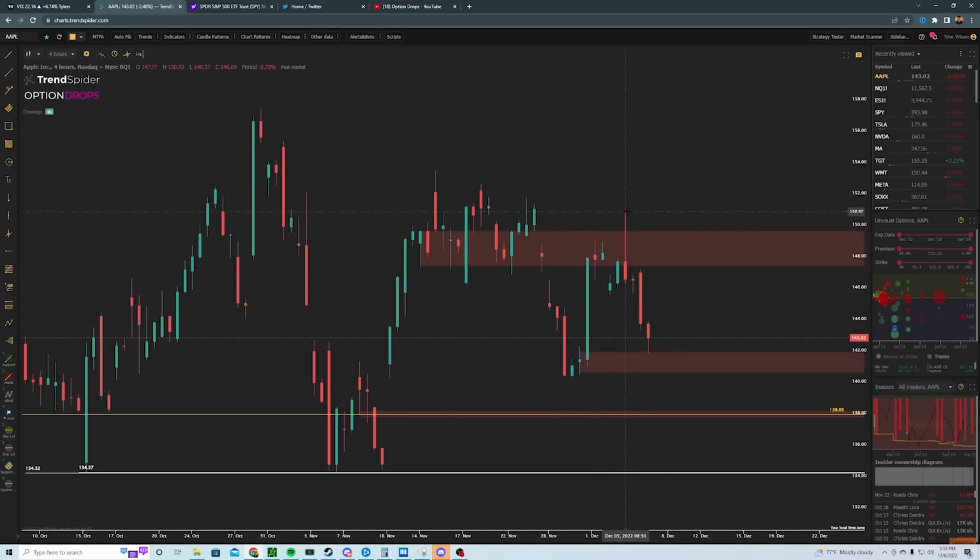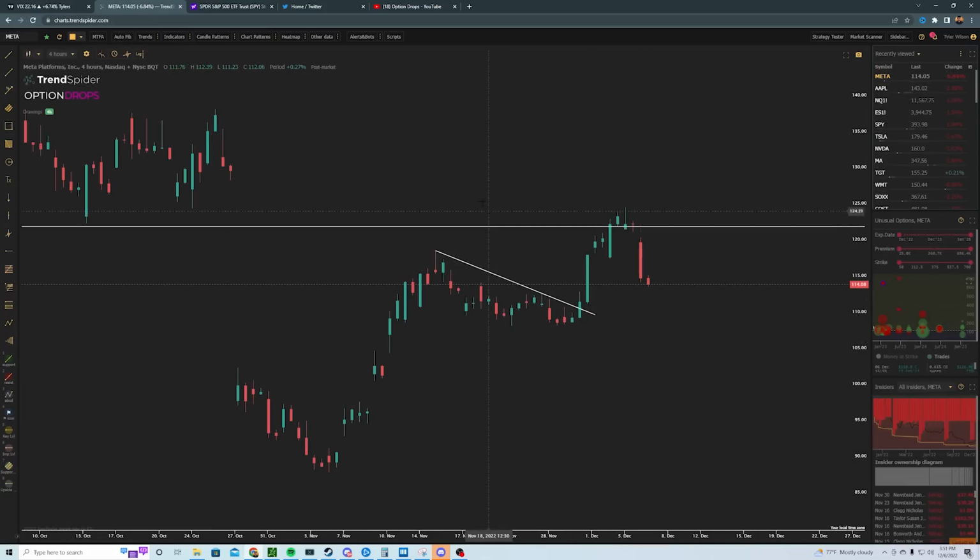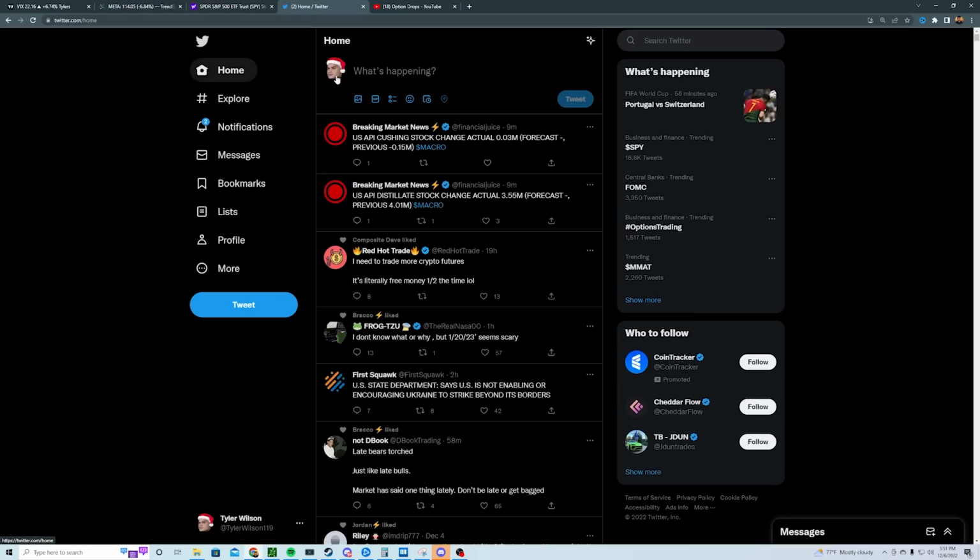The rejection of 150 yesterday all the way down to 142. You don't see $10 of downside typically on Apple. Very unlikely, but it's happening. Going in a little bit further, Meta, one of the biggest plays I've been telling you guys about. Again, if you're not following on Twitter, I recommend doing so.